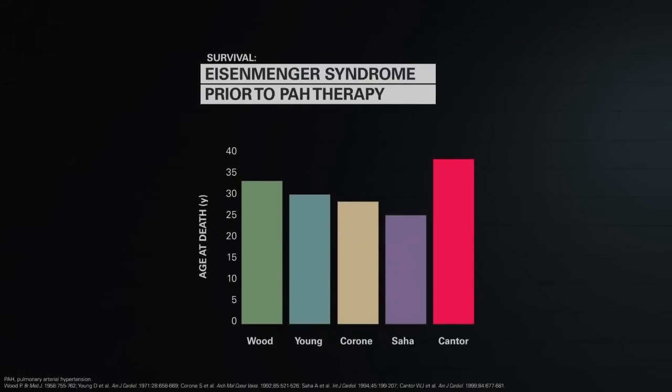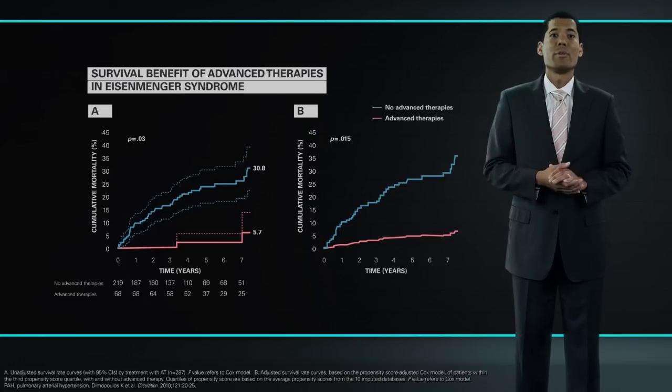If we take a look at CHD patients with Eisenmenger syndrome in particular, prognosis for this population is poor. In studies that assessed outcomes in patients with Eisenmenger syndrome prior to the development of modern PAH therapy, average life expectancy was less than 40 years. However, as demonstrated by the results of a recent study shown here, the use of advanced therapies for PAH was associated with improved survival in this patient population.